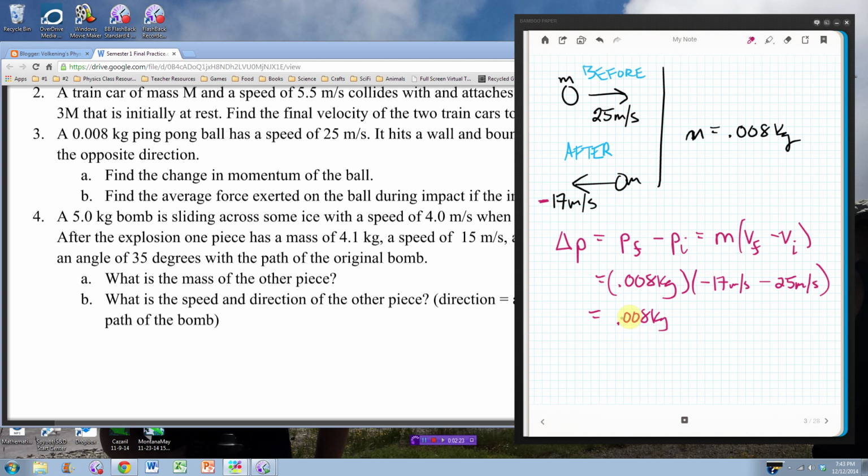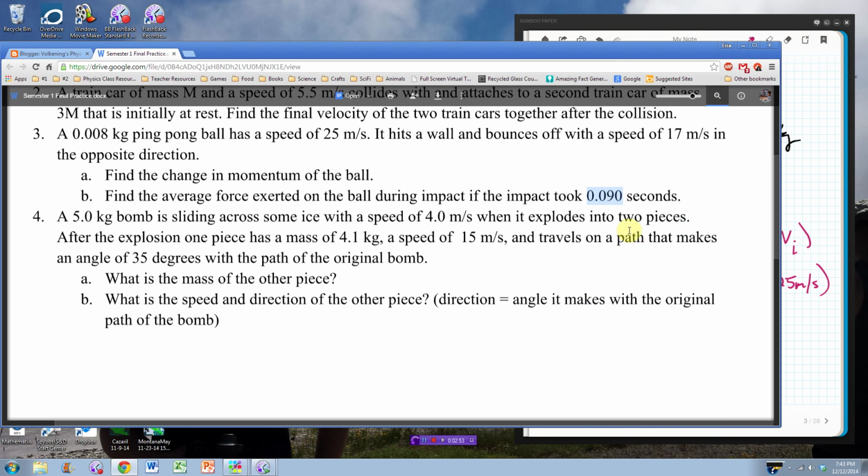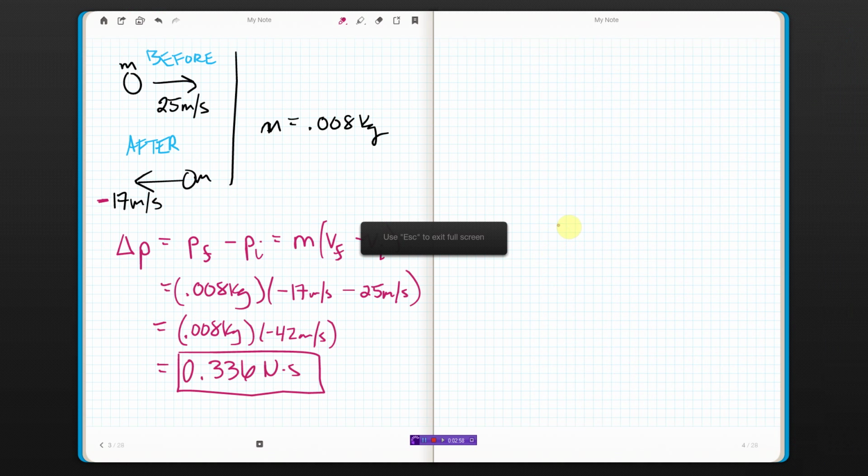Okay, and that gives us 0.008 times negative 42 meters per second. So in the end, the change in momentum is, putting it in my calculator, 0.336 Newton seconds, or kilogram meters per second, whichever one you like. Okay, that's part A. Part B, I want the average force exerted on the ball if the impact took 0.090 seconds. I need a little more room here.